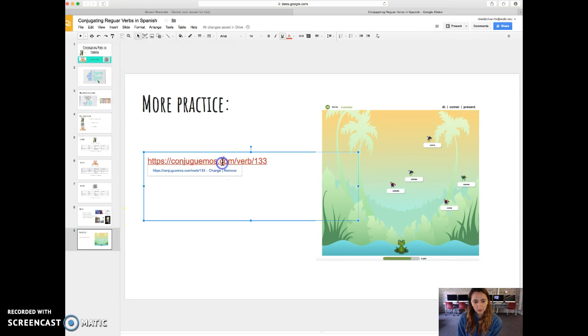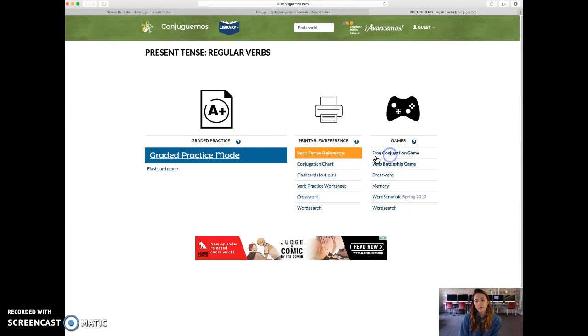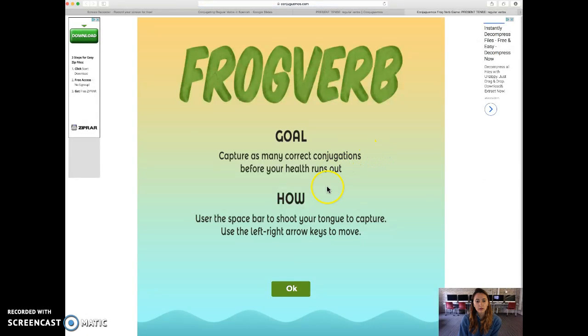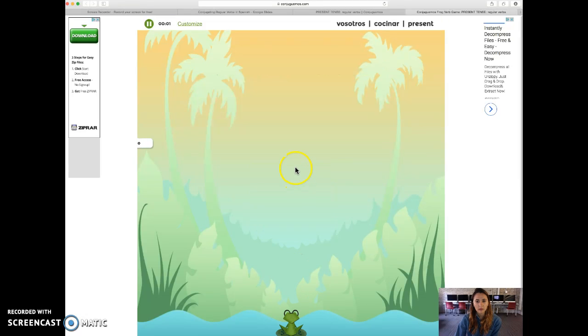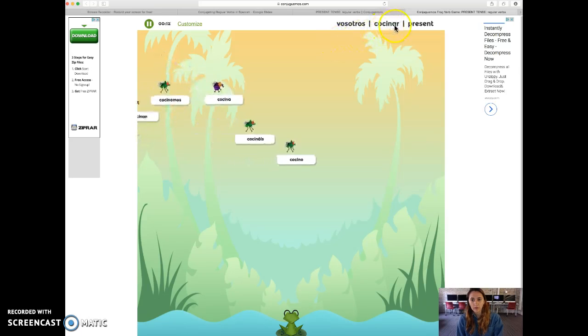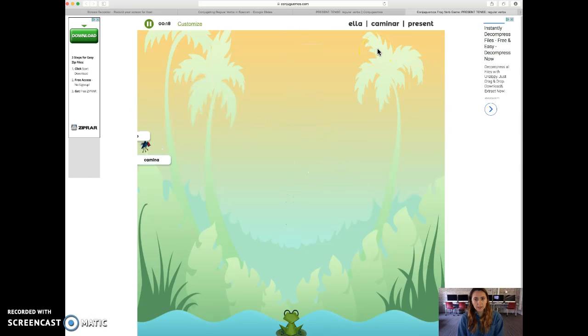To practice some more, visit a link like Conjugating and click on Games. And you take a look up here. So this is the vosotros form. And the verb is cocinar. So when you conjugate it, you would hit the space bar and gain your points.